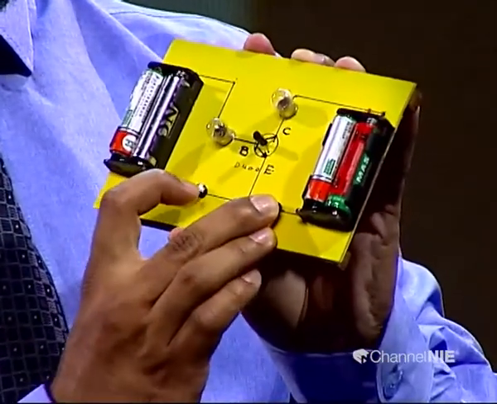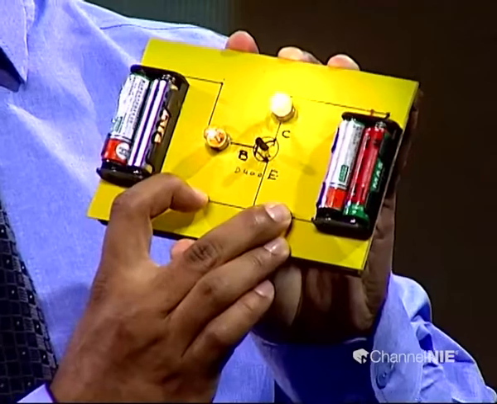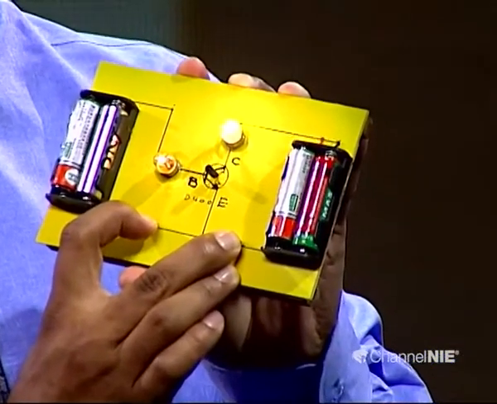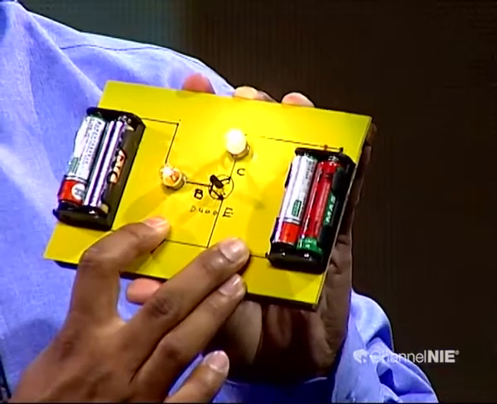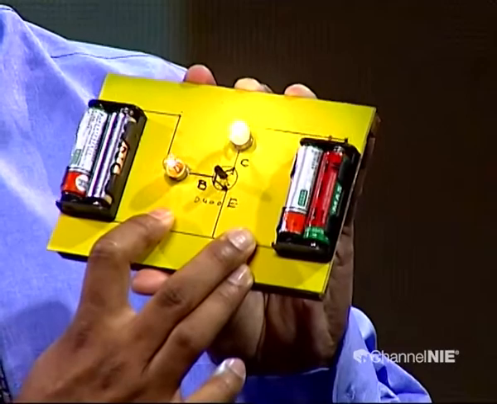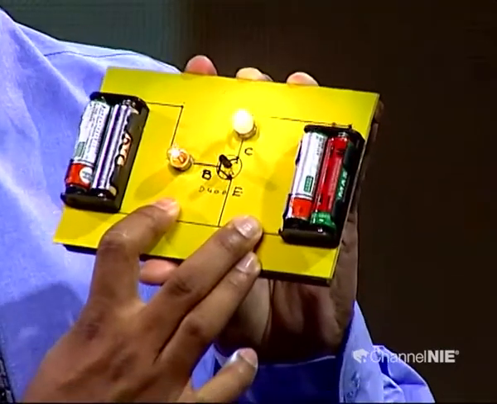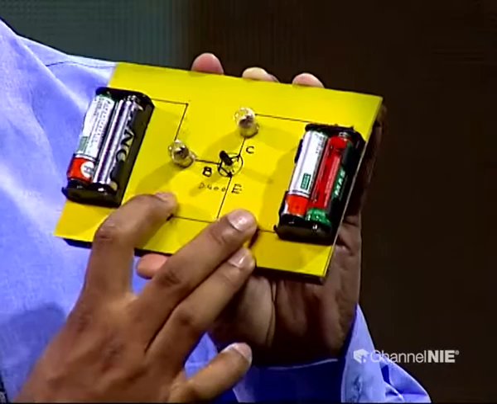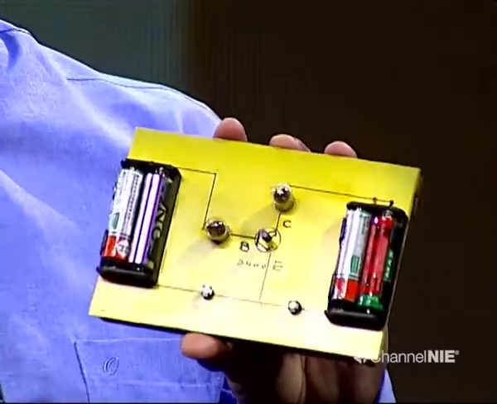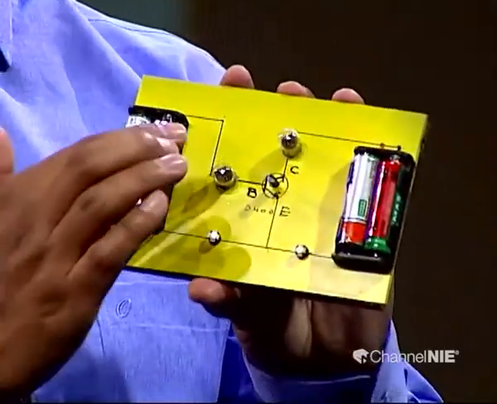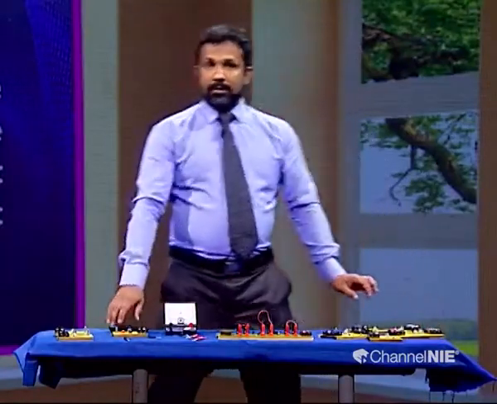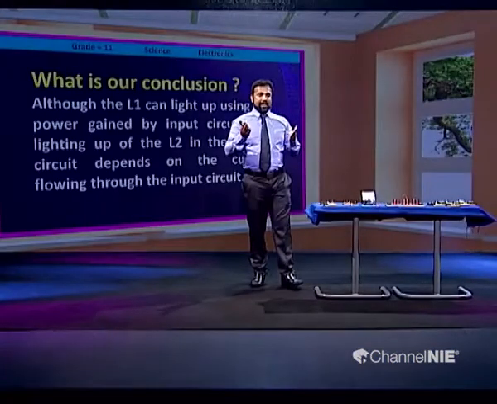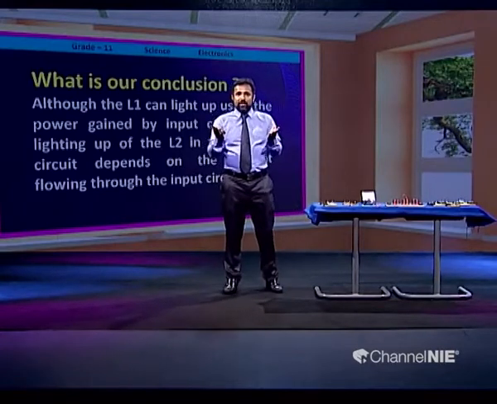When closing both the switches, you can observe very clearly both the bulbs are glowing. Both the bulbs are glowing. But can you see a difference here? Yes, my dear children, you can see a difference. The brightness of the L2 bulb is higher than the brightness of the L1 bulb. Again, you can see the difference. Right. Then, according to these activities, what is our conclusion?